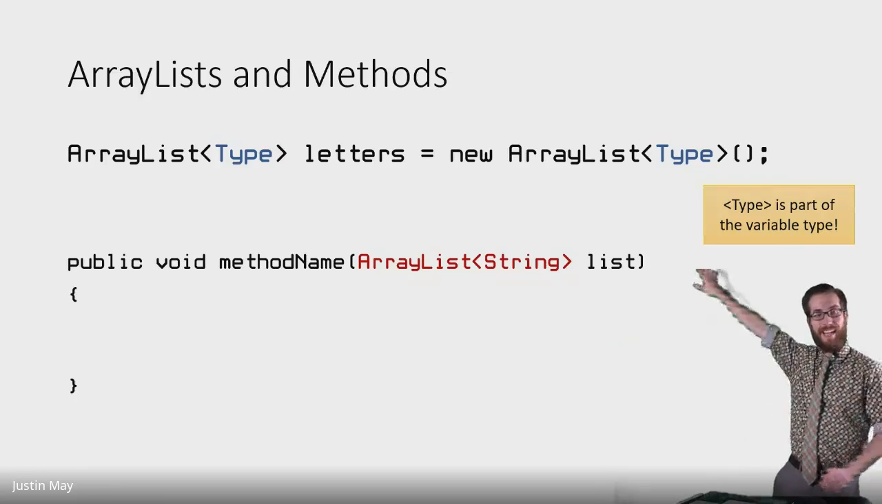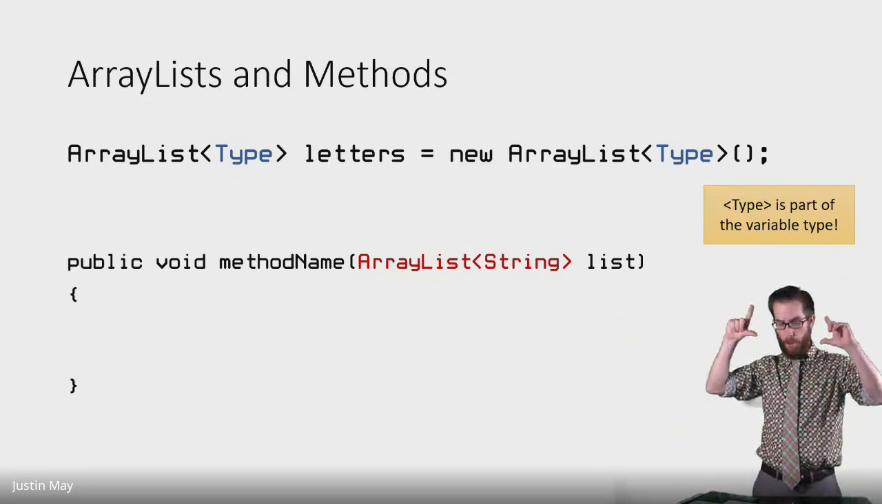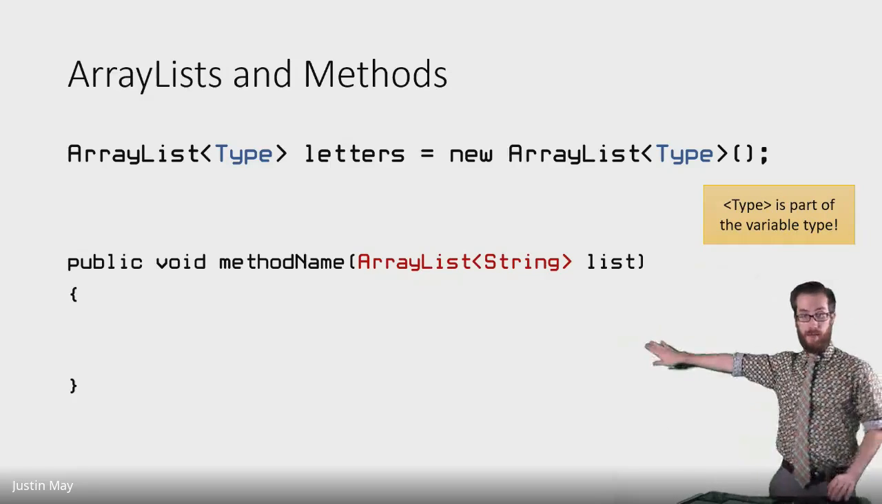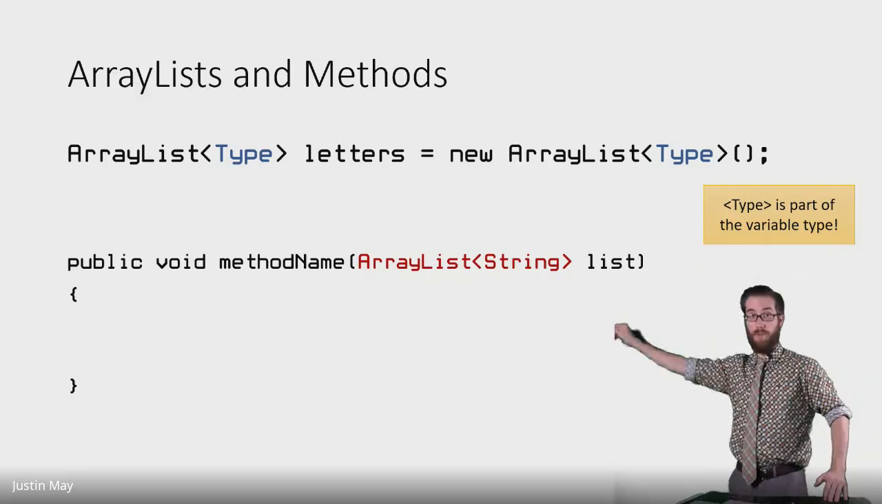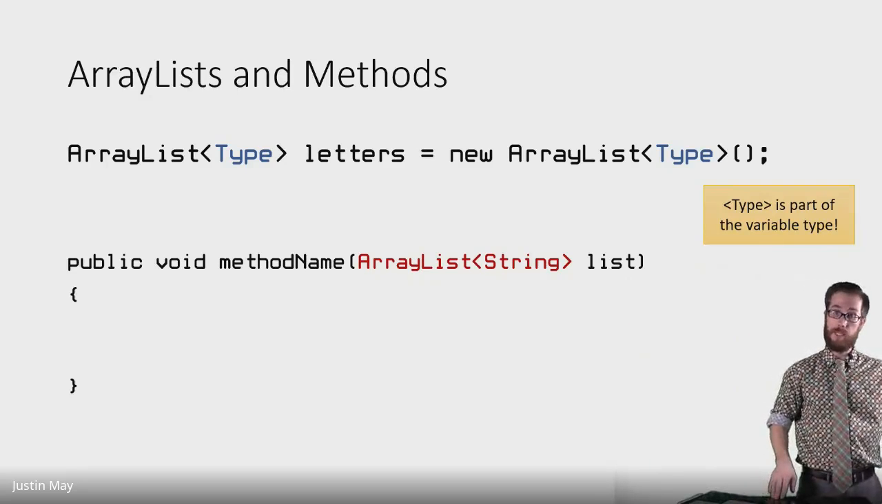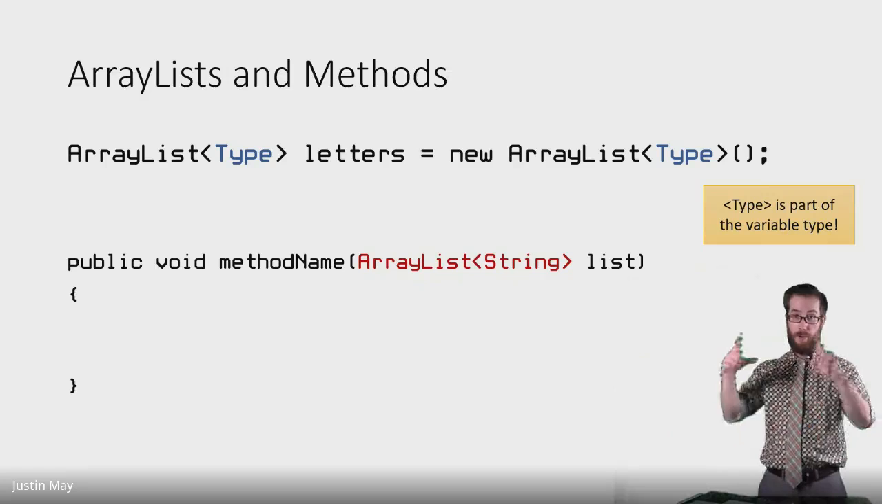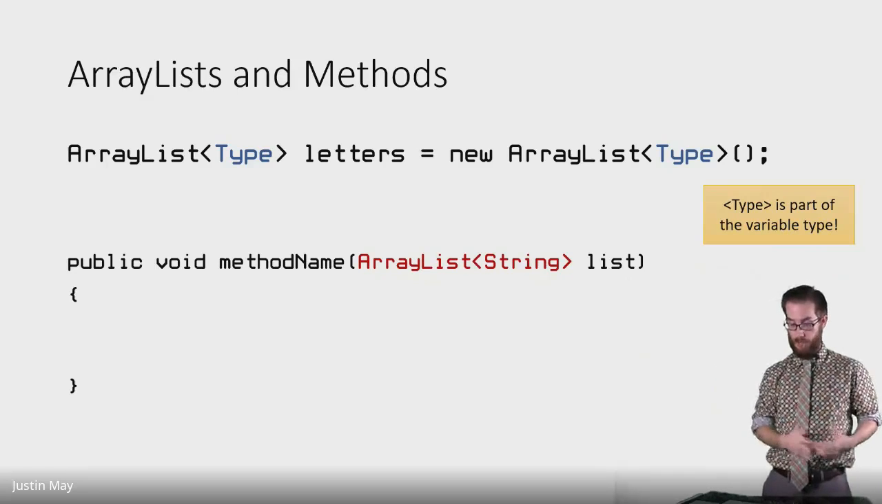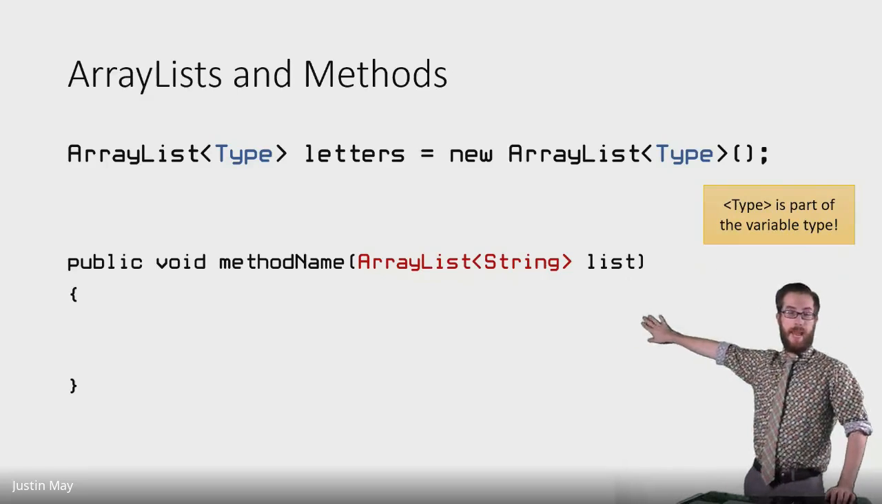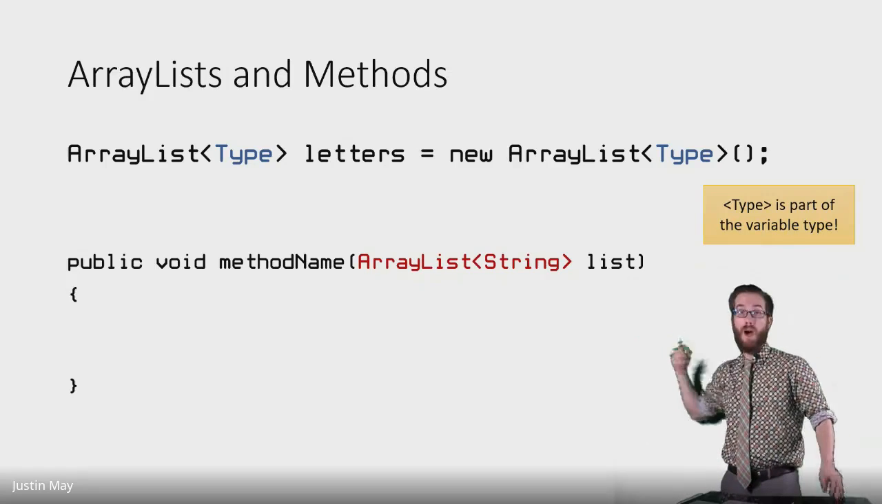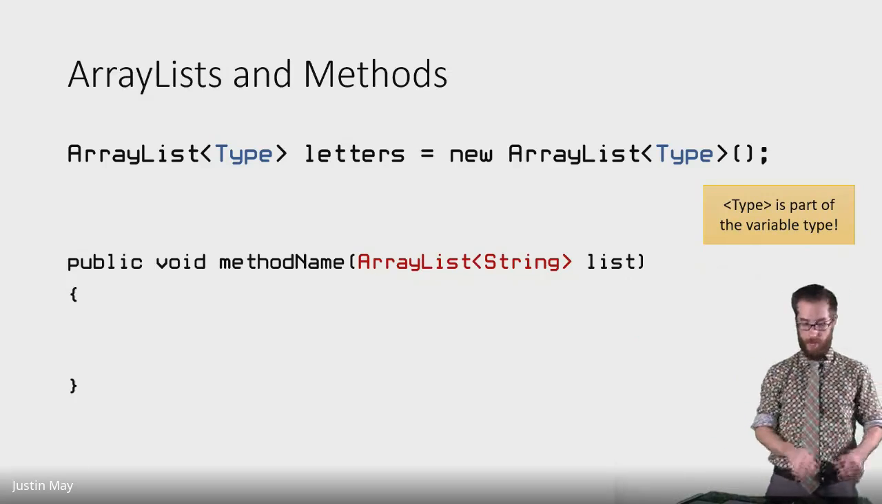So the angle brackets are part of the type of the variable. When you make an array list string, that's the type. It's an array list of string, which is a different type than array list integer, which is a different type than array list student. Whatever you put in those angle brackets is part of the type. So if I'm taking a list as a parameter, I have to say it's a list and it's a list of what. So the angle brackets go in the type in your parameter list.